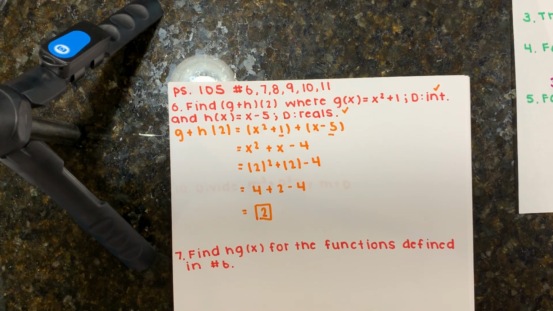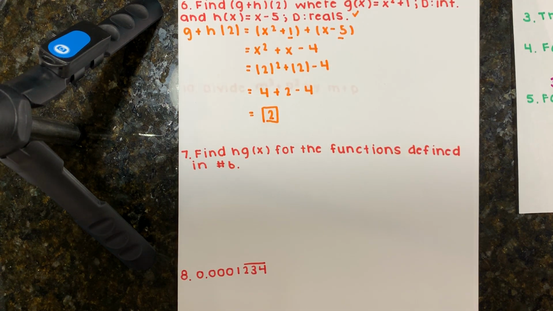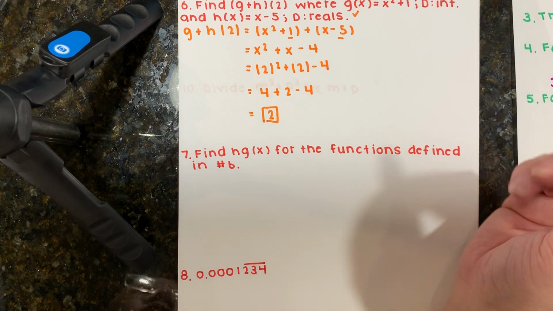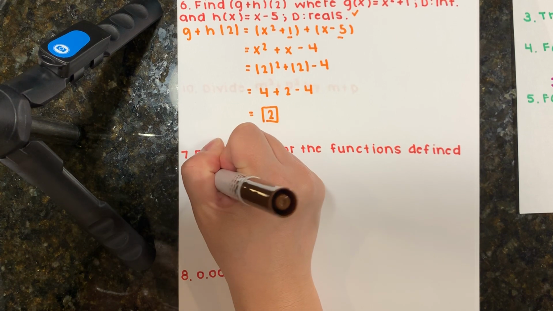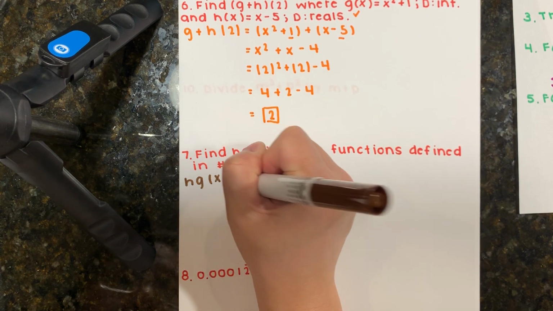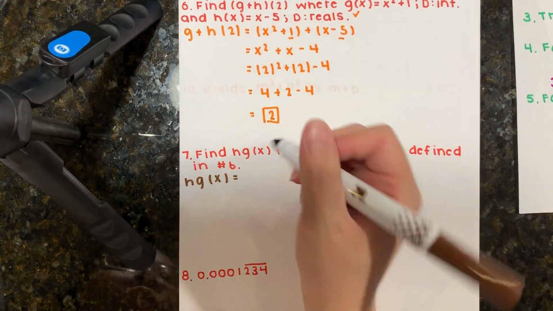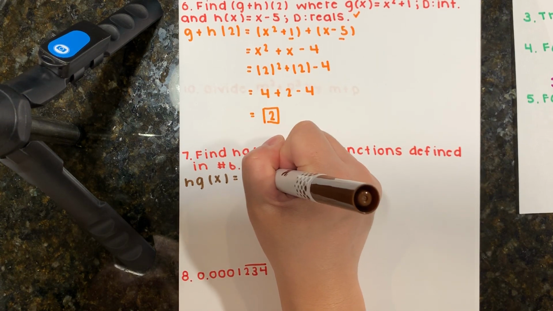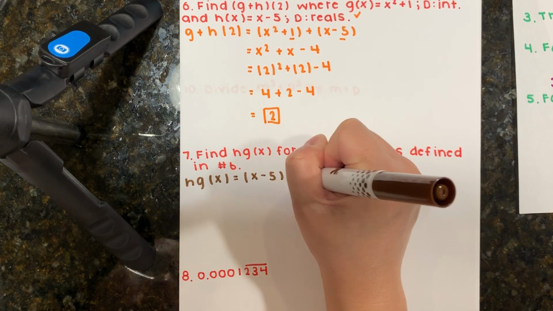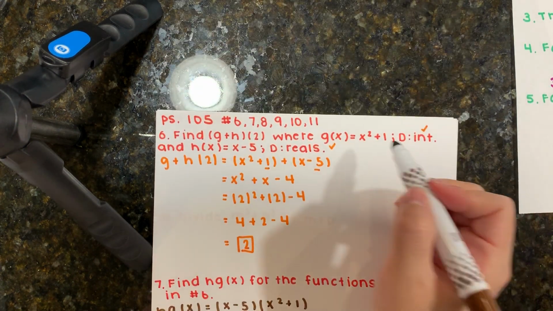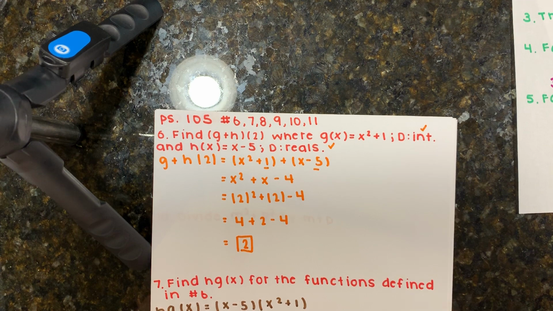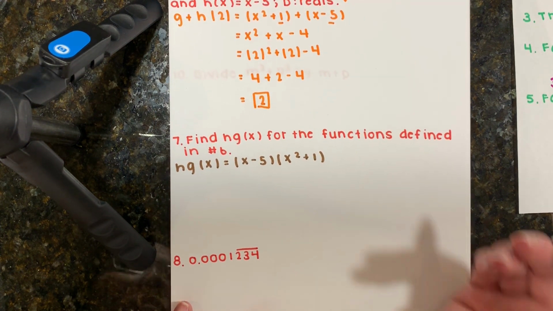Okay, and that concludes number 6. Now moving on to number 7. Number 7 says find h(g) of x for the function defined in number 6. So what I'm doing is I'm just taking my two functions, h and g, and multiplying them. My original h function was x minus 5, and my g function is x squared plus 1. So I just used the functions that I got in number 6. And now we just need to multiply them out.